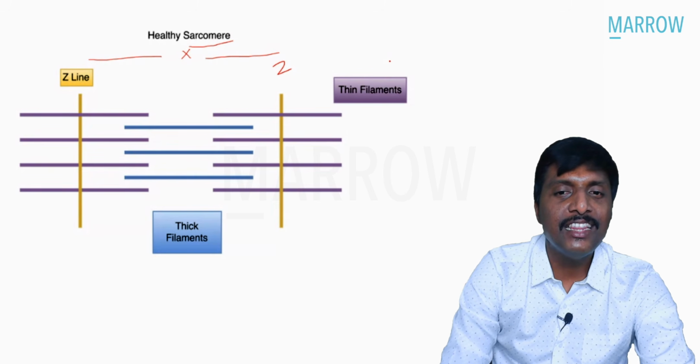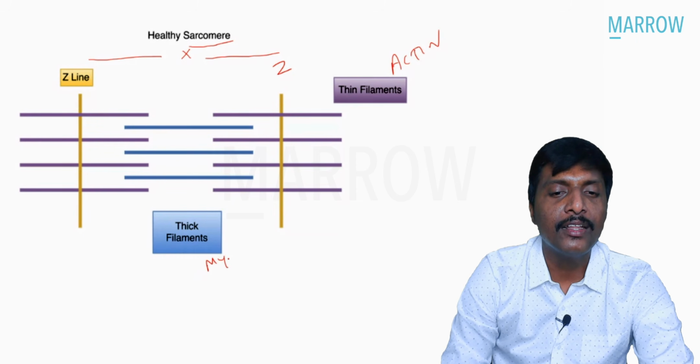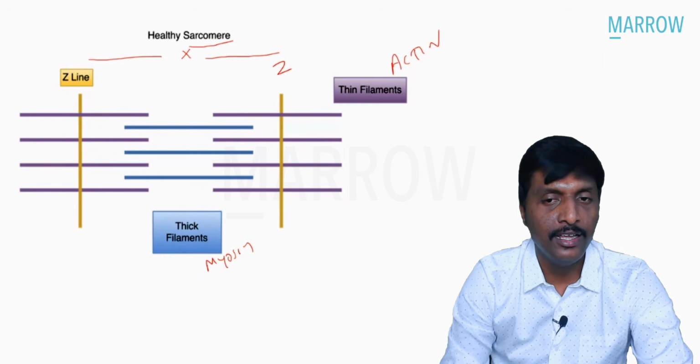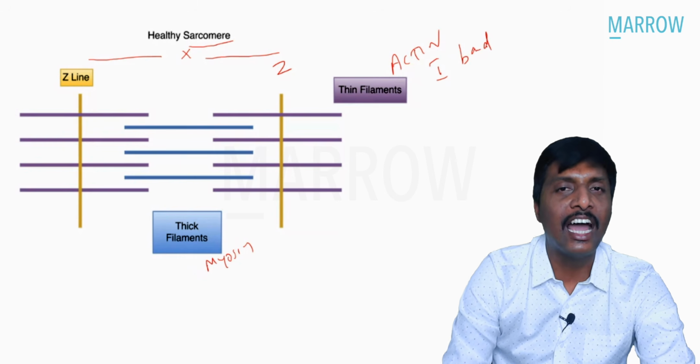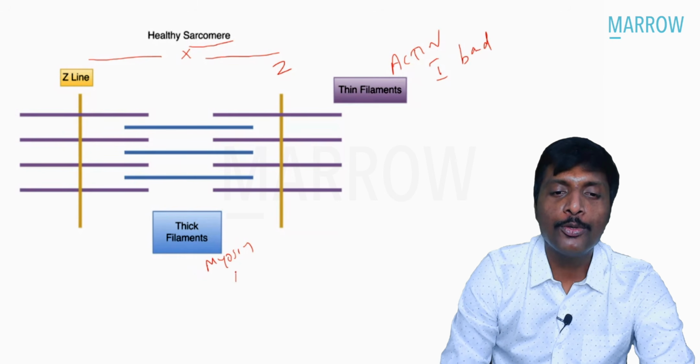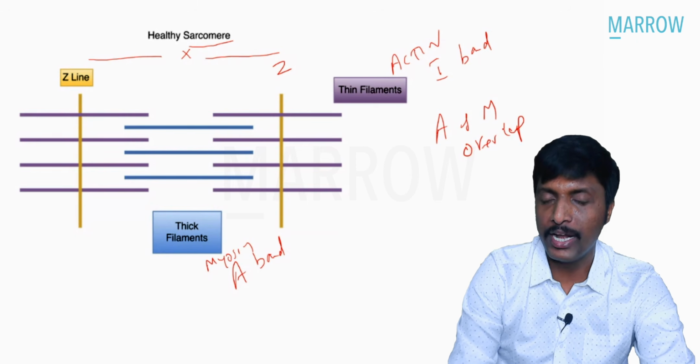We have thin filaments, that is our actin. Then we have a thick filament, that is our myosin. This actin you classically see in the I band. This myosin you classically see in the A band. We all know actin and myosin overlap.